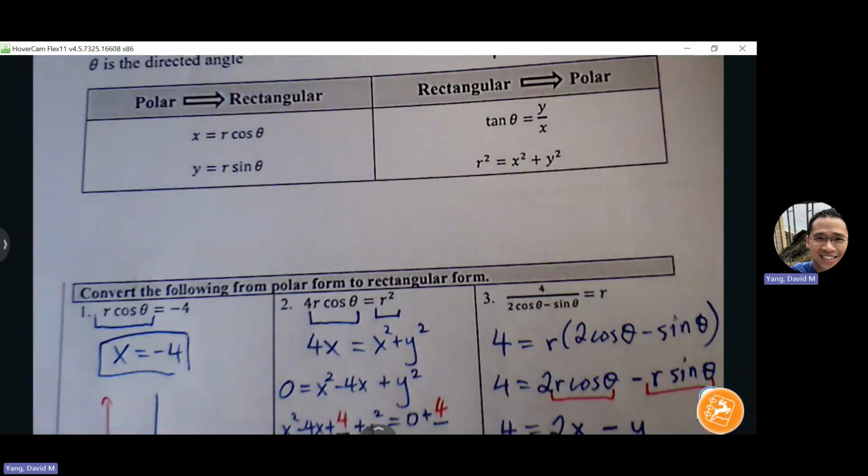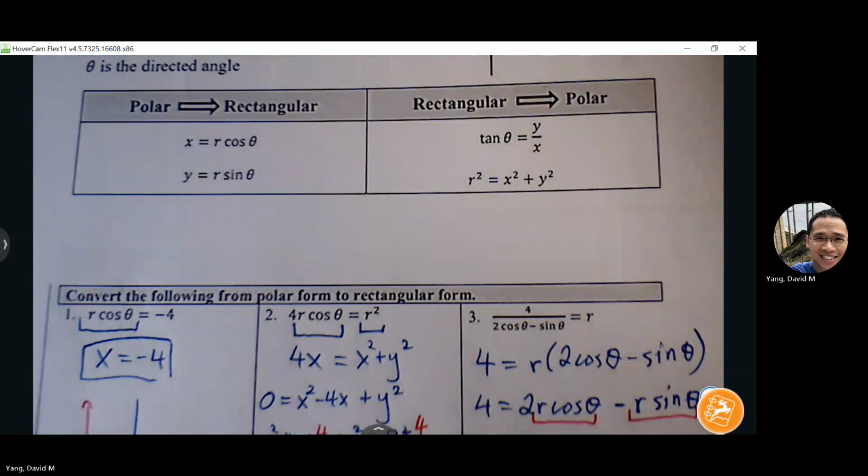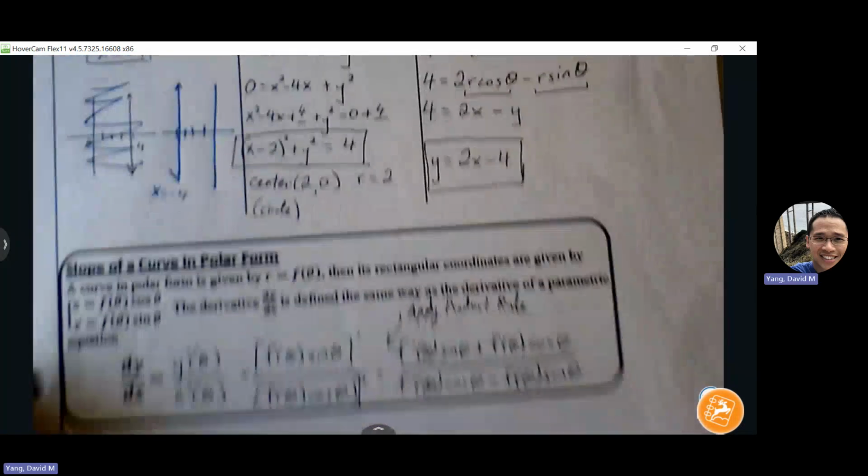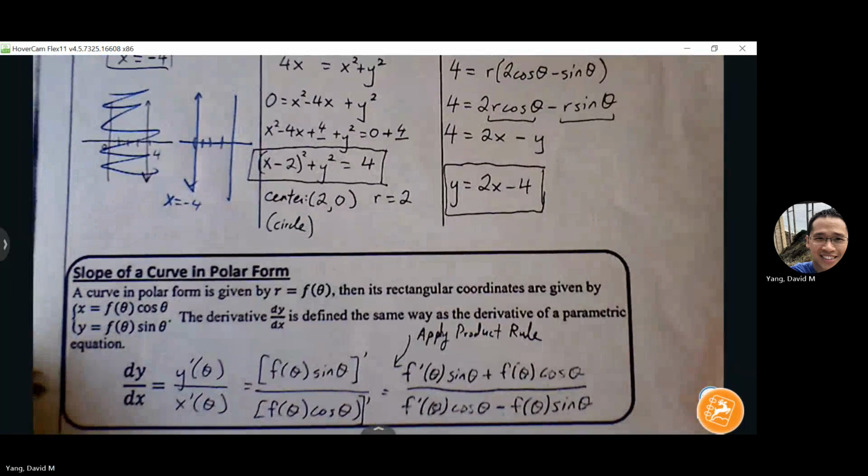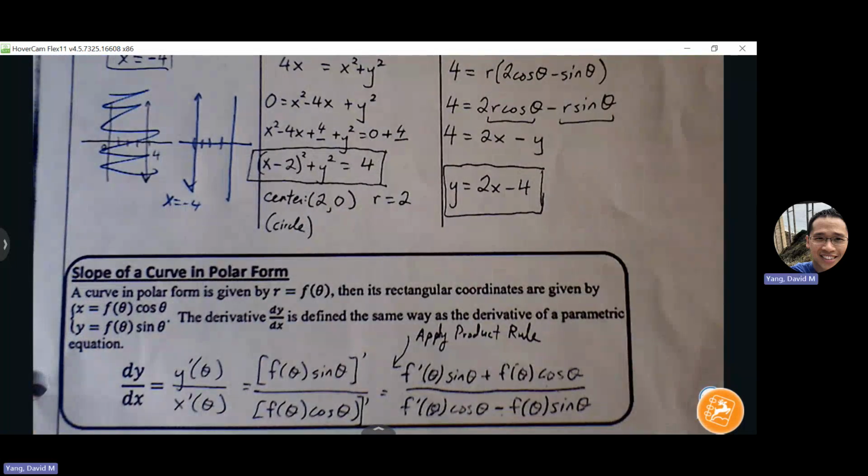Okay, so page 40. Let me just do a recap. I know some students weren't here on Friday. This is on page 40.